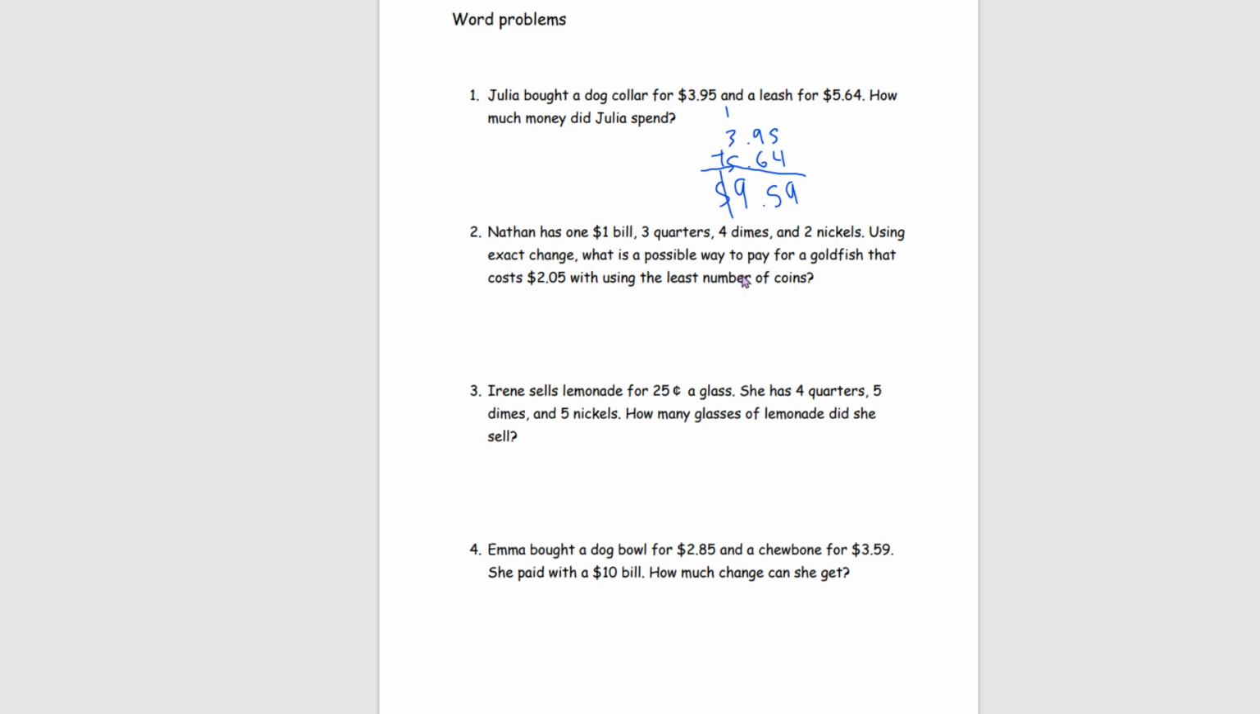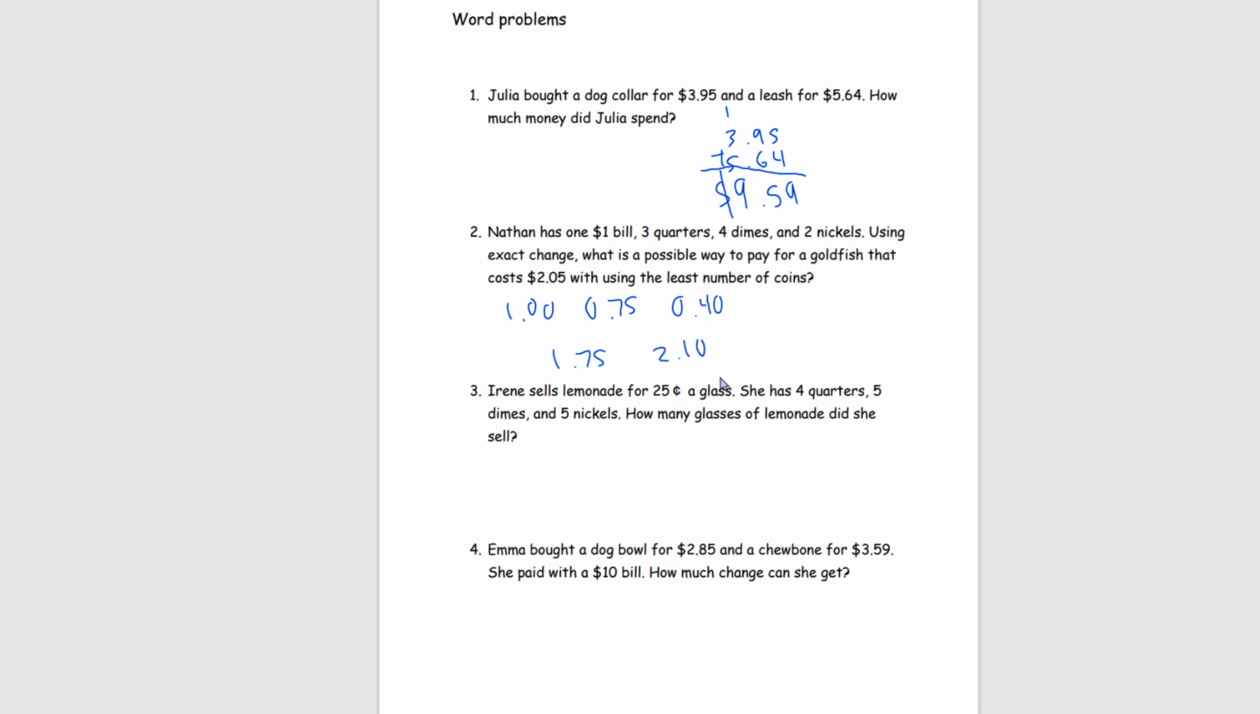Using exact change, what is a possible way to pay for a goldfish that costs $2.05 using the least number of coins? Since we're trying to use the least number of coins, we're going to go from the biggest values to least. So we're going to use the $1 bill, and then 3 quarters, which is 75 cents. Then we're going to use the 4 dimes, which is 40. We add these up. We get 175, and we add 40 to this, which gets us $2.10.